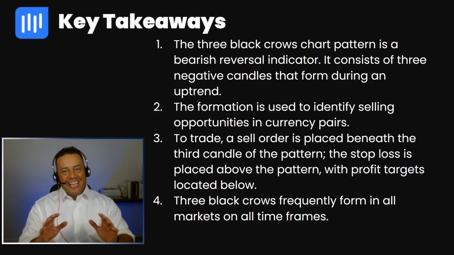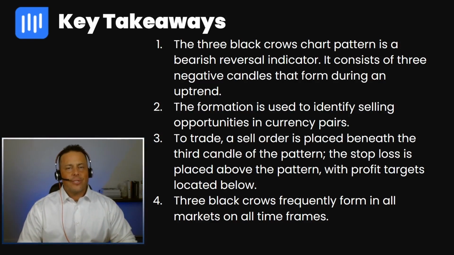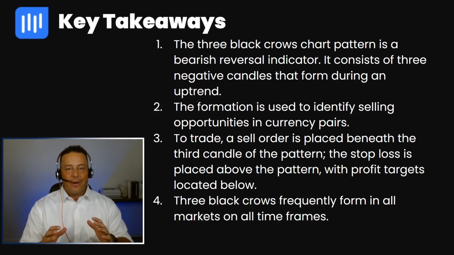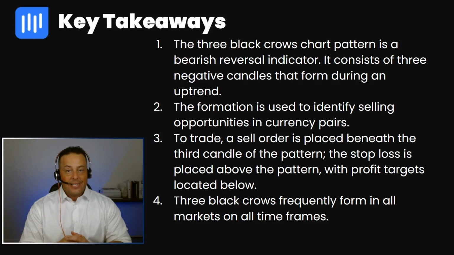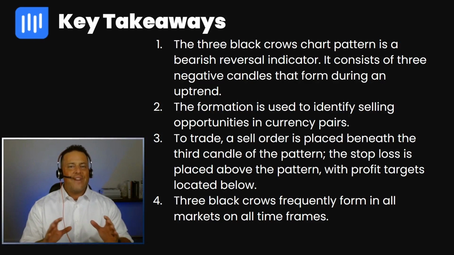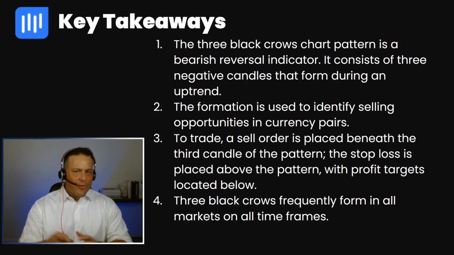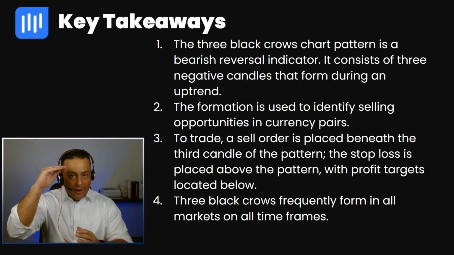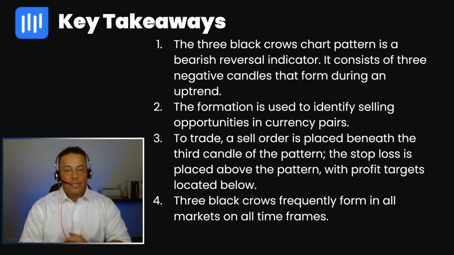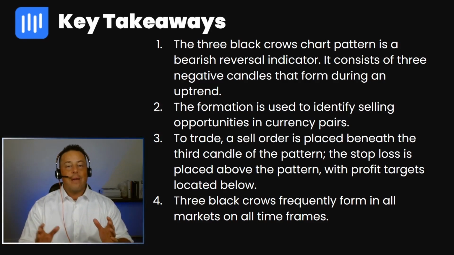Now, let's review some of the key takeaways from the three black crows pattern. Number 1, the three black crows chart pattern is a bearish reversal indicator. It consists of three negative candles that form during an uptrend. Number 2, the formation is used to identify selling opportunities in currency pairs. Number 3, to trade the three black crows, a sell order is placed beneath the third candle of the pattern. A stop loss is placed above the pattern with profit targets located below. Lastly, the three black crows frequently form in all markets on all time frames.